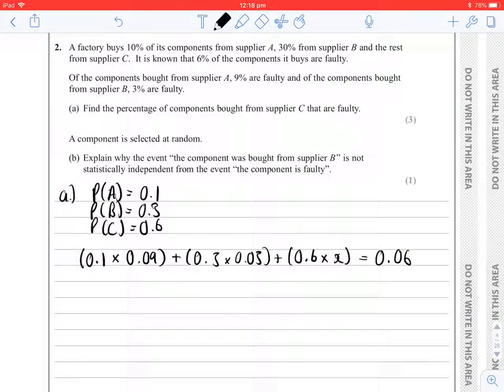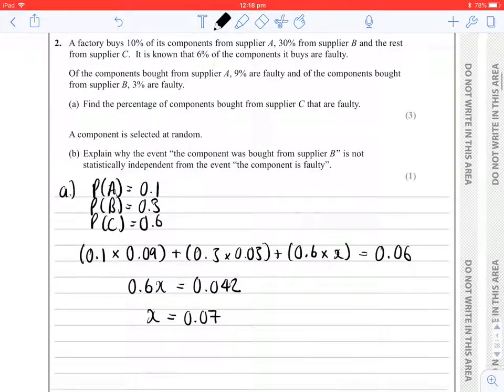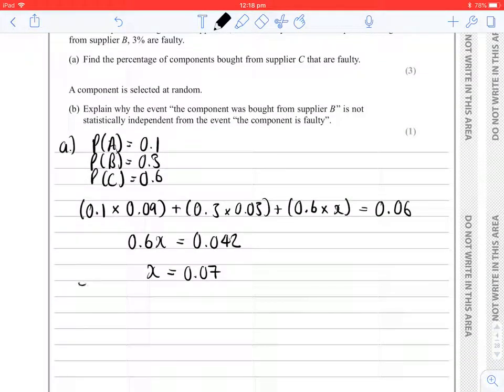So by expanding this, we're going to get that 0.6x is equal to 0.042, and therefore x is equal to 0.07. So the percentage of faulty components is 7%.